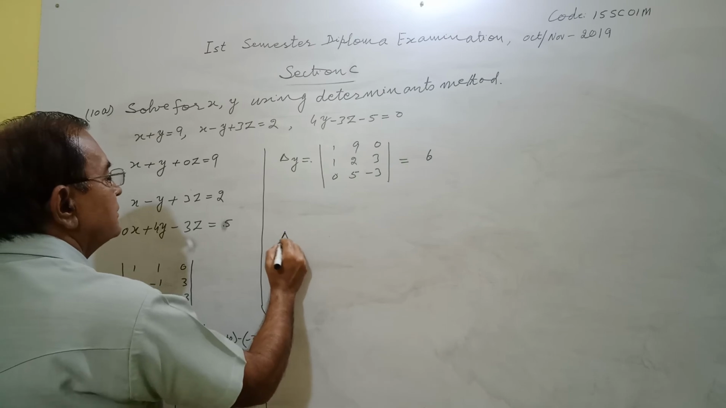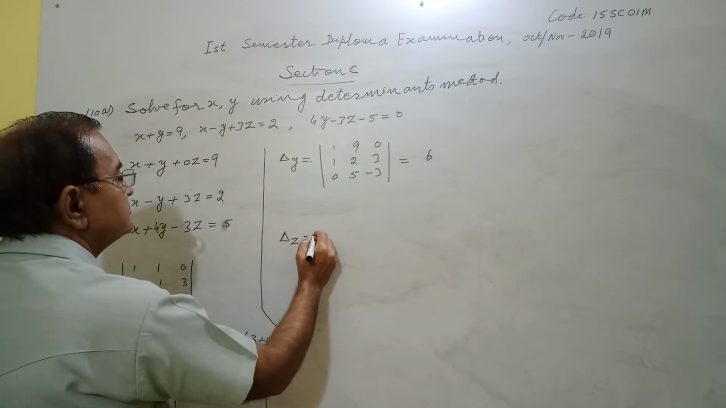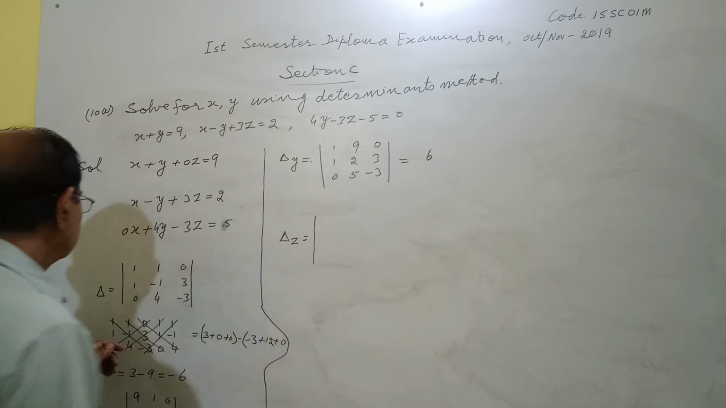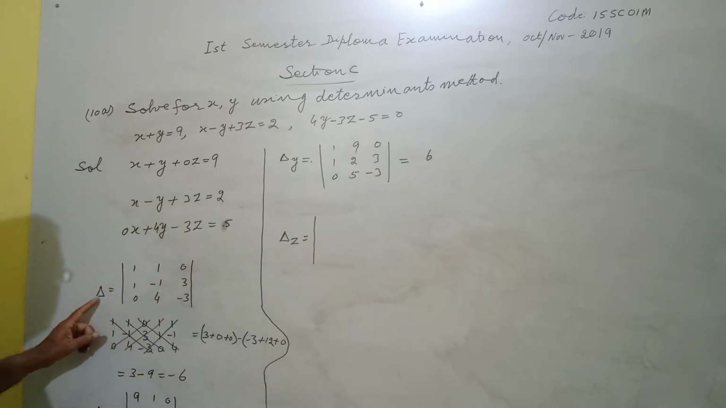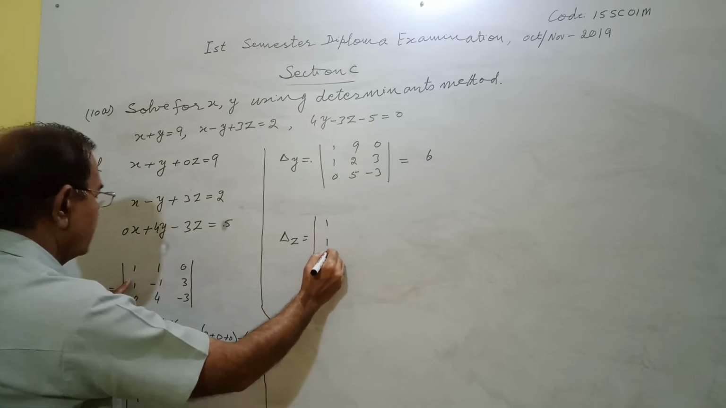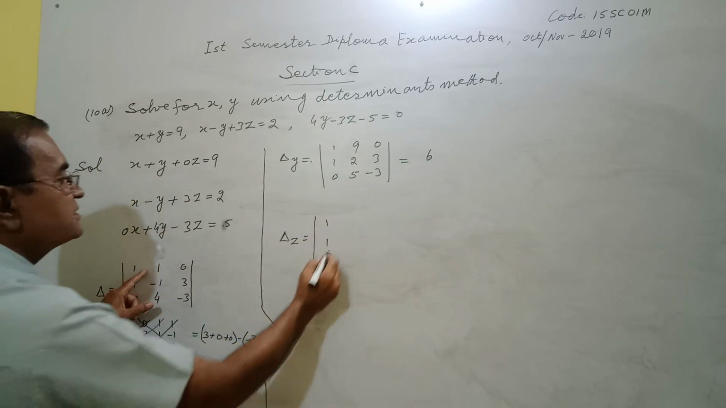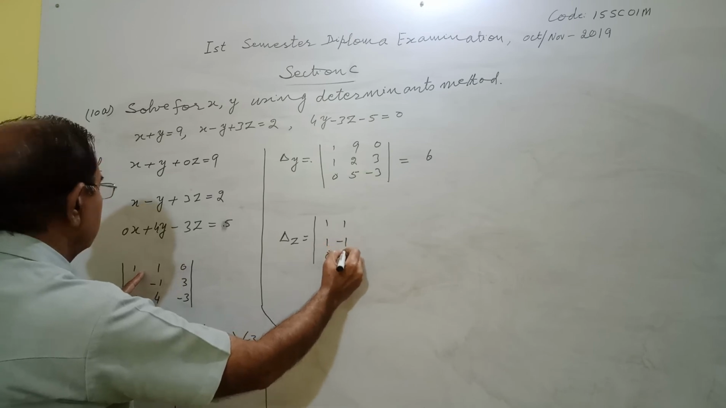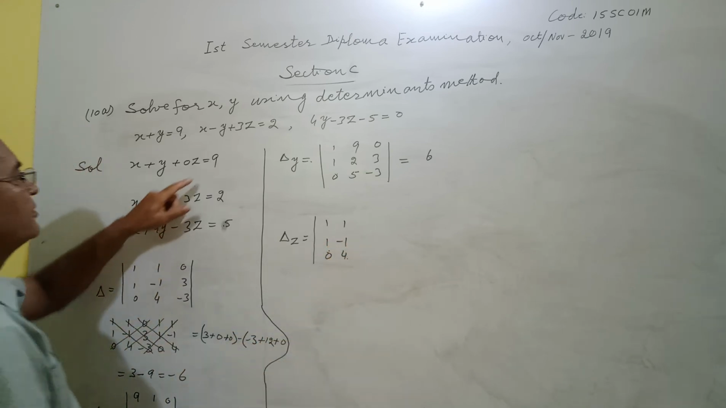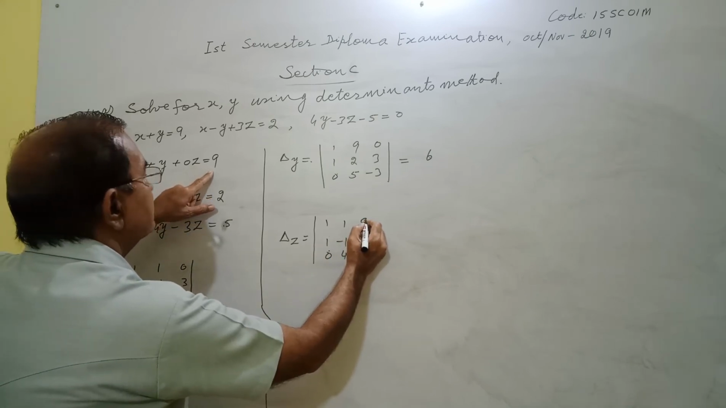Then delta z. Replace the z column now. X column of the delta as it is, y column of the delta as it is. Now replace the z column by the constants.